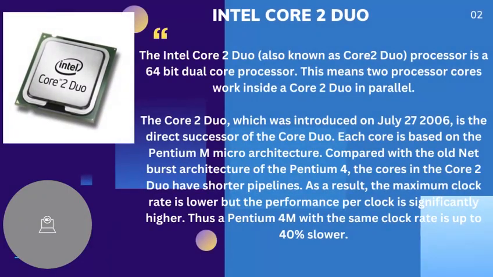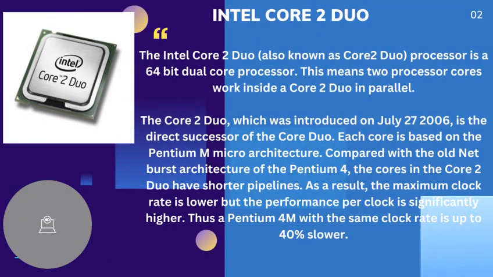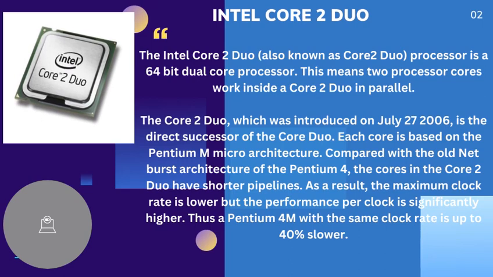Now, what is Intel Core 2 Duo? The Intel Core 2 Duo, which is also known as Core 2 Duo processor, is a 64-bit dual-core processor. This means two processor cores work inside a Core 2 Duo in parallel. The Core 2 Duo, which was introduced on July 27, 2006, is the direct successor of the Core Duo.